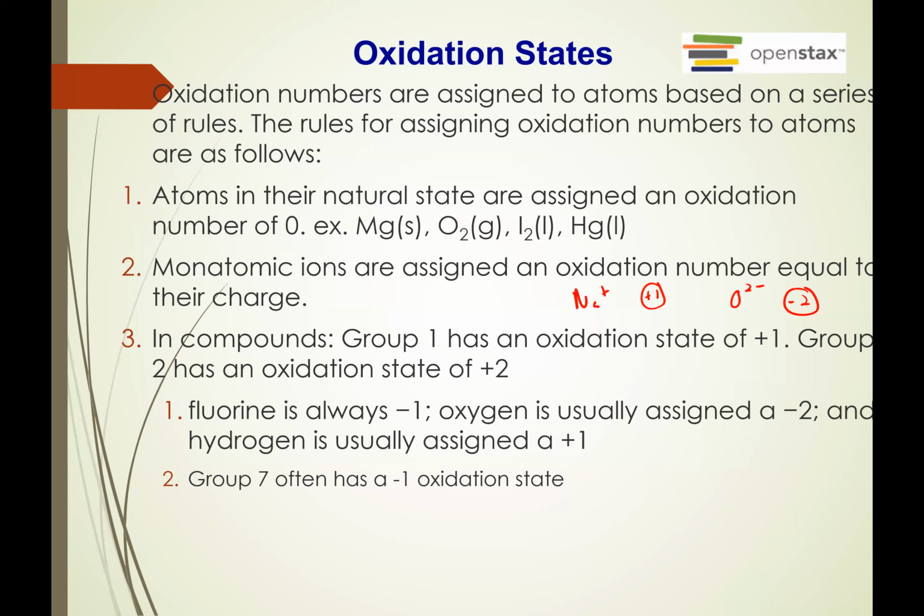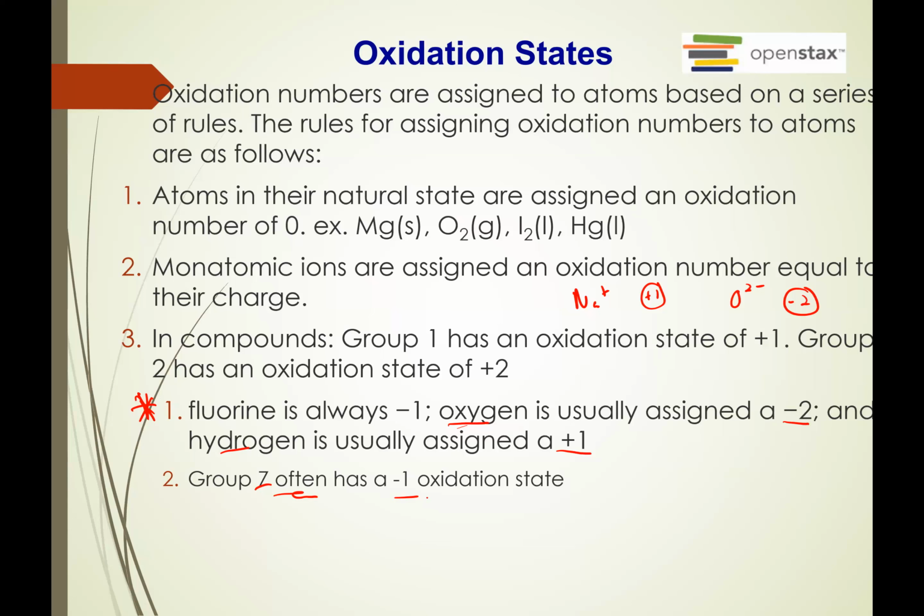In a compound, always remember that group 1 always has a charge of +1, just like when we learned our ions. Group 2 always has a charge of +2, just like we learned in our ions. So far, no different than we learned before. But here's where it gets different, right here. Fluorine is always a -1. Just fluorine is always a -1. Oxygen is usually a -2, and hydrogen is usually a +1. Okay, and group 7 often has a -1, but not necessarily.